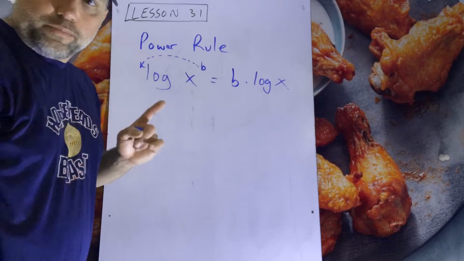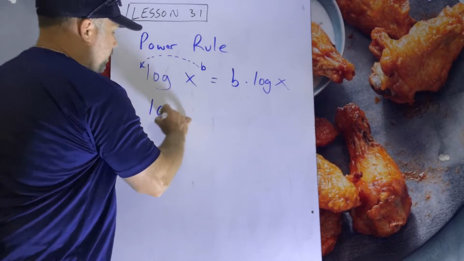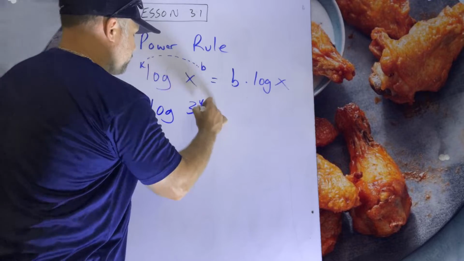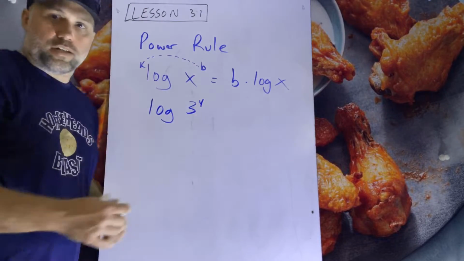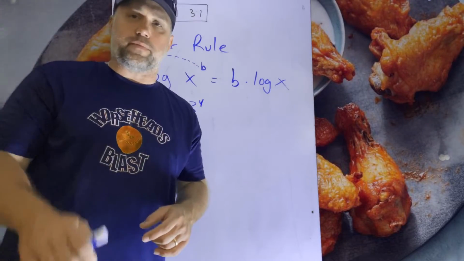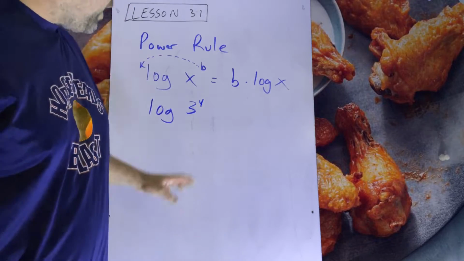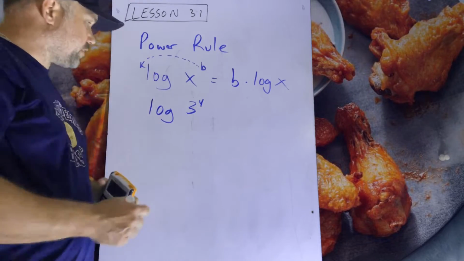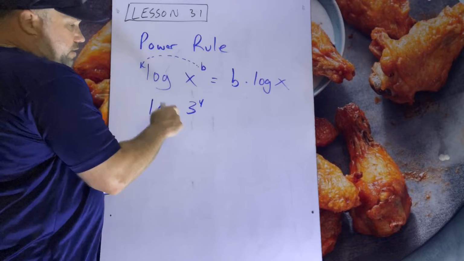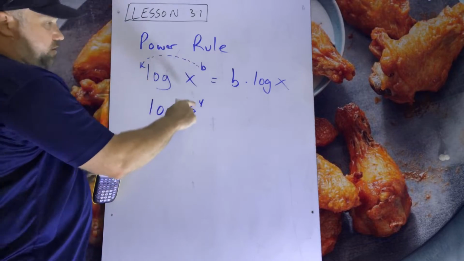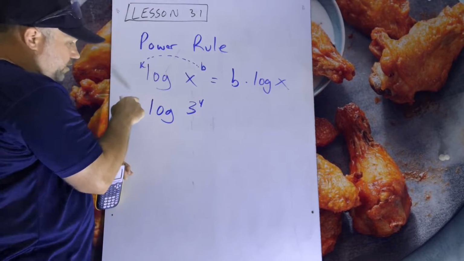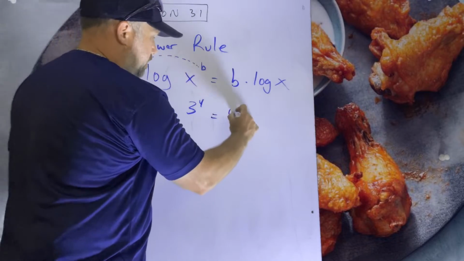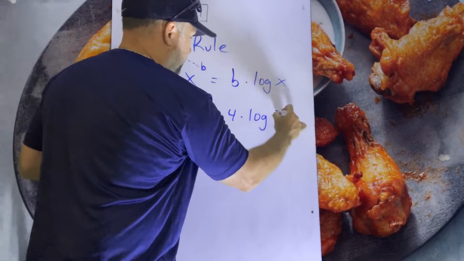So let me show you with numbers. So if I have log of 3 to the 4th power. Now this is a base 10 log. We talked about those in the last lesson, the common logs. I'm using a common log just so I can show you how this works on the calculator. If I apply the power rule to this, it tells me this 4 right here can come to the front of the log, and this can become 4 times the log of 3.